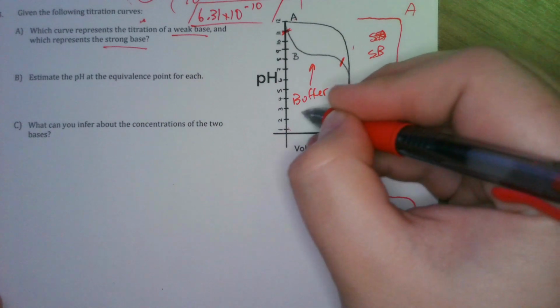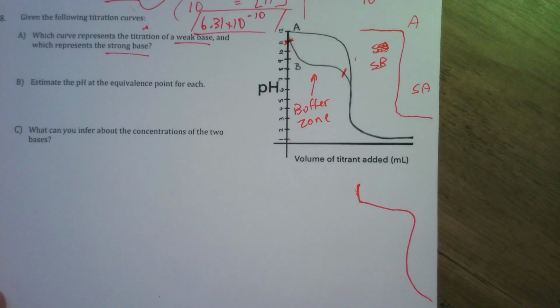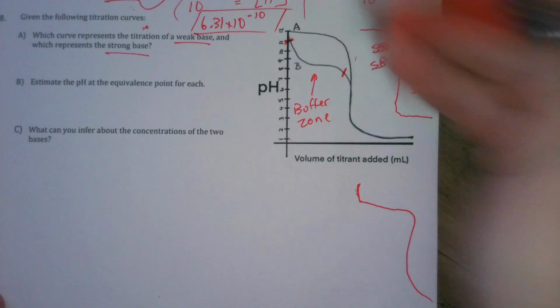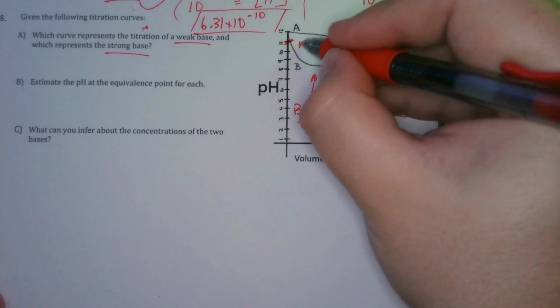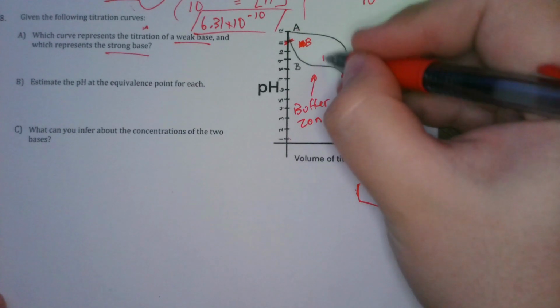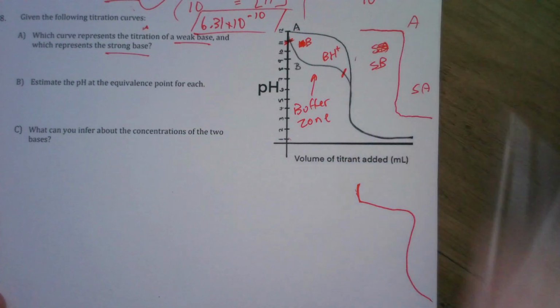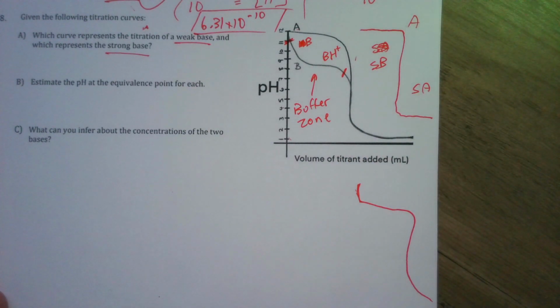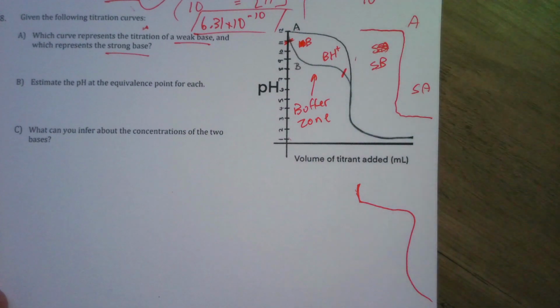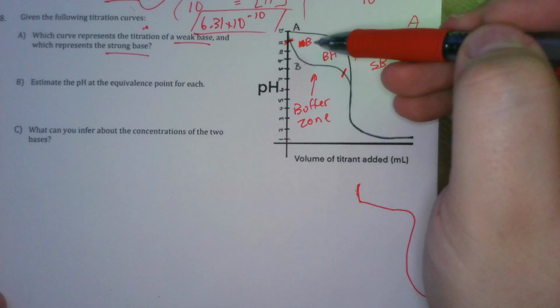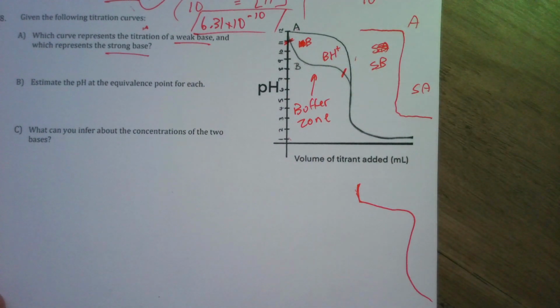And the pH changes weirdly at the buffer zone because you have a weak base, I'll just write B for weak base, mixing with its conjugate acid. And it makes a buffer, and buffers resist a change in pH, which makes this area pretty flat. The pH won't change very much once you have a relatively similar amount of B and BH+.